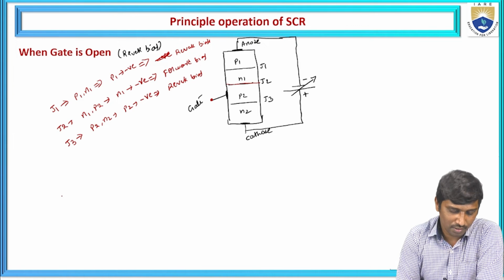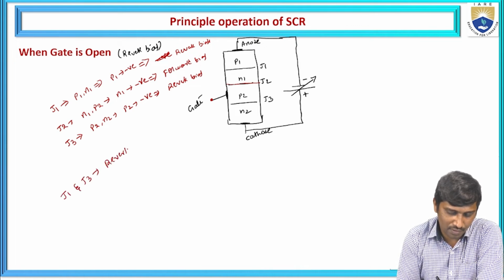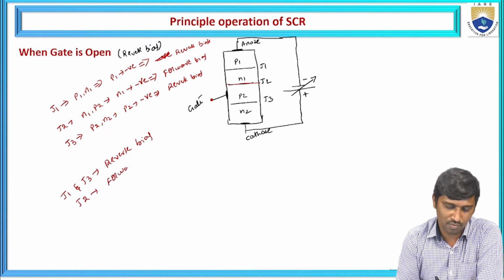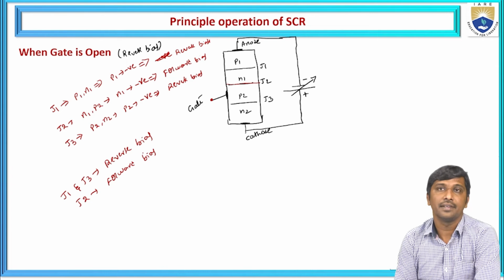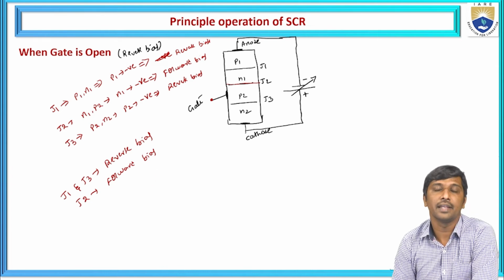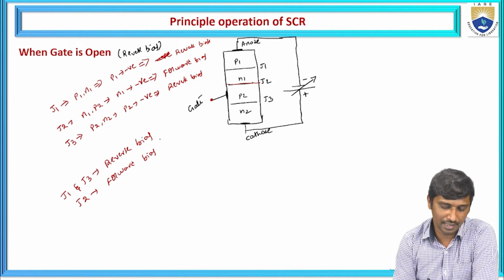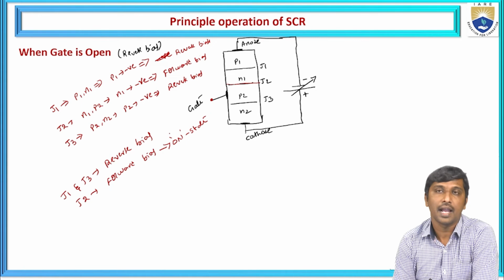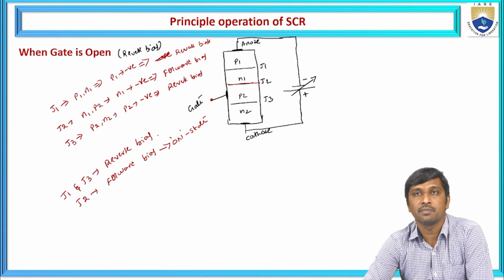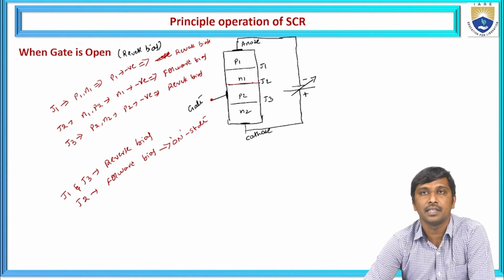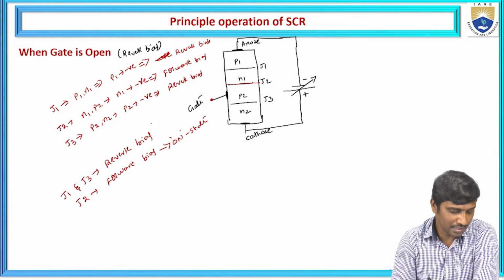From these points, we observe that J1 and J3 are in reverse bias mode, and J2 is in forward bias mode. According to the semiconductor diode, forward bias is a conducting state. Hence, J2 is represented as the on state. Whenever a PN diode acts under reverse bias, that is a non-conducting state, represented as the off state.